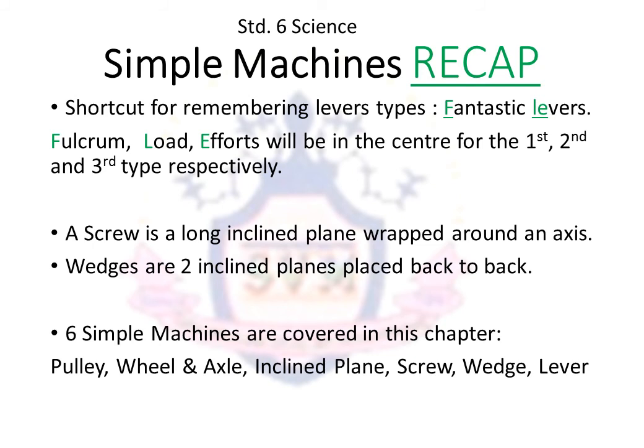A screw is basically a long inclined plane that's wrapped around an axis. Wedges are two inclined planes that are placed back to back and they are usually used to separate something. Hence the phrase drove a wedge between them. An inclined plane is basically a slanting plank. Wheel and axle are used to move along things. A pulley is used to lift things easily, wherein you apply the force in the downward direction.